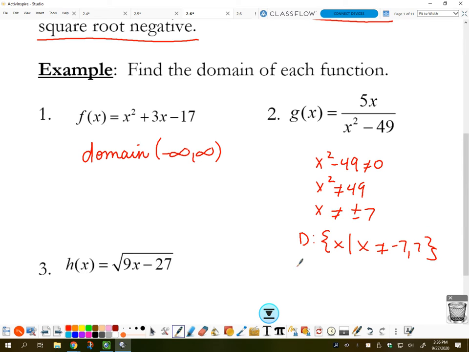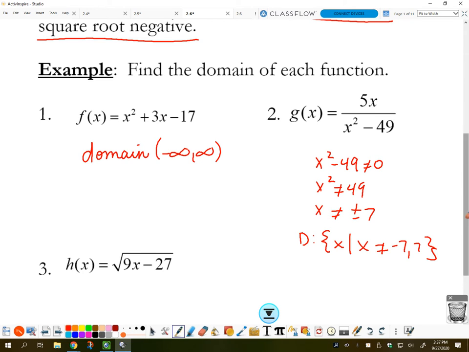If you don't like set builder, you can write it in interval and to say go up to negative 7, and then pick back up on the other side and go to 7, and then pick back up on the other side and go to infinity. Like, that's a lot of things to write. So it's easier to just write it in set builder when you're just skipping a couple of numbers.